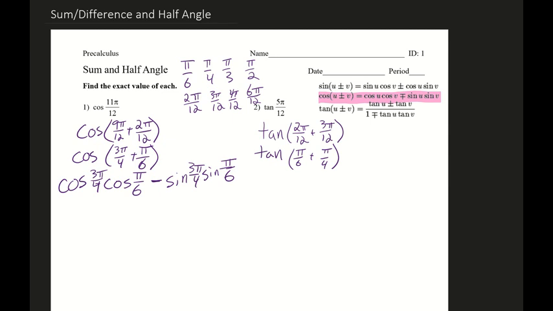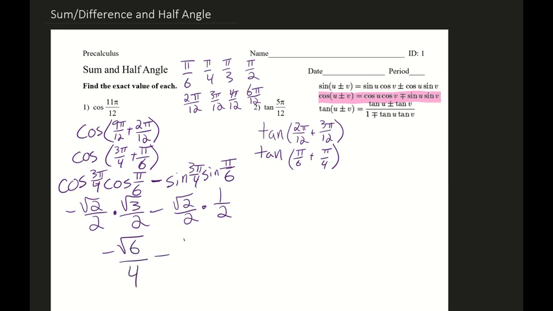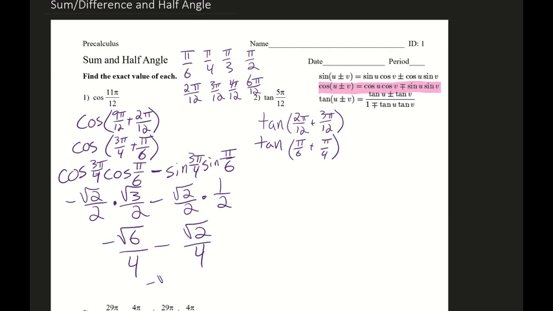All right, so cosine of 3 pi over 4 is negative square root of 2 over 2. Cosine of pi over 6 is square root of 3 over 2. And all we're doing is just evaluating these angle measures, or trig functions. So sine of 3 pi over 4 is a positive square root of 2 over 2. Sine of pi over 6 is 1/2. And then we can combine these terms because we have a common denominator. And then this is our exact value for cosine of 11 pi over 12.